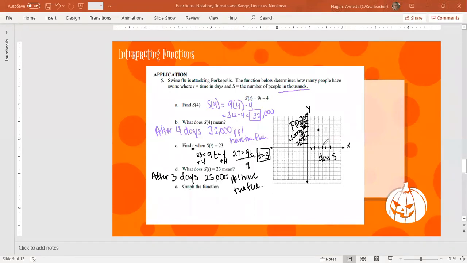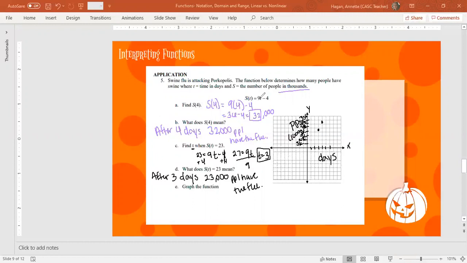Day 4, we go up 1, 2, 3, 5, 10, 15, 20, 25, 30, 32,000 right about here. And that is really enough for us to graph our line. We can graph a line from there.